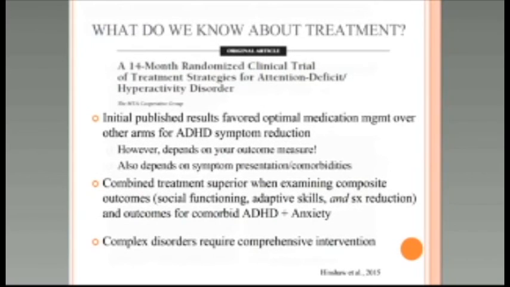More specifically, although the initial published results favored optimal medication management for symptom reduction only, it depended on the outcome measure and on the symptom presentation and the comorbidities. The combined treatment was found to be superior when examining composite outcomes: social functioning, adaptive skills, and symptom reduction. And outcomes for comorbid ADHD and anxiety were particularly improved with combined treatment. Take-home being that complex disorders require comprehensive intervention. The more comorbid the condition, the more likely that the individual is going to need the combination of behavioral and medication support.